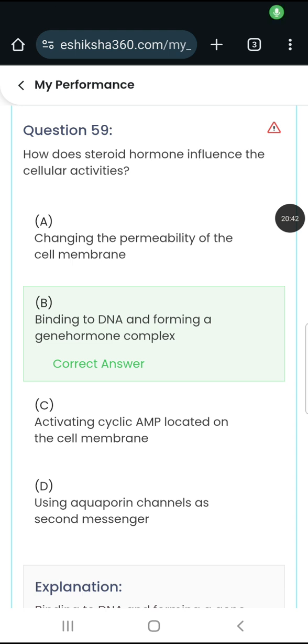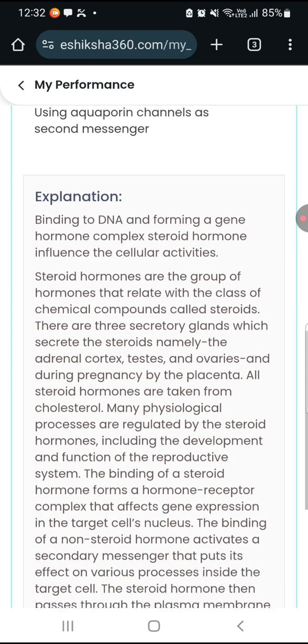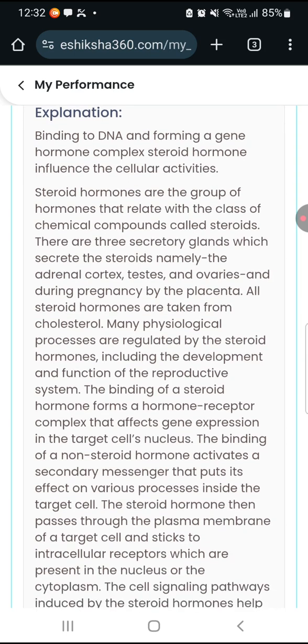How do steroid hormones influence these cellular activities? Answer: binding to DNA and forming a gene hormone complex. Explanation: binding to DNA and forming a gene hormone complex. Steroid hormones influence these cellular activities.